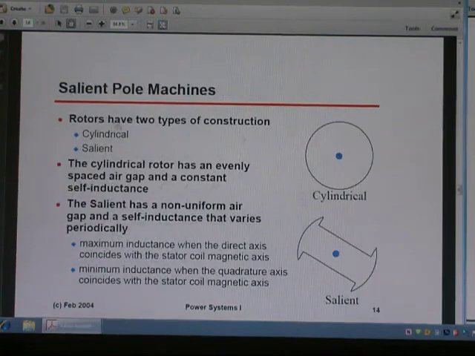So now we're talking about the salient pole machine. There are two machine types: this is a cylindrical pole machine, and this is a salient pole machine. A salient pole has a non-uniform air gap. A cylindrical pole has a uniform air gap, evenly split. The salient pole does not have a uniform air gap, so the inductance varies. When the direct axis coincides with the stator coil axis, the maximum inductance happens, and when the quadrature axis coincides with it, the minimum inductance happens.